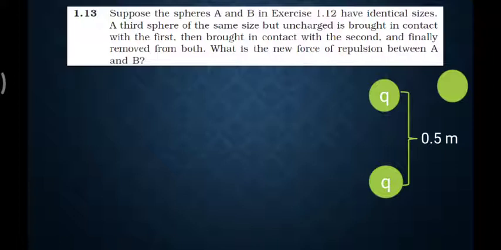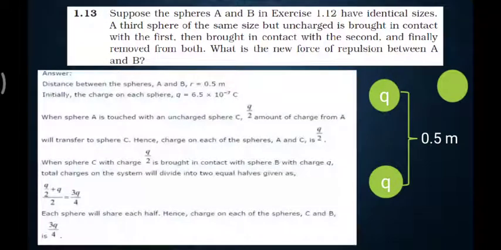Now after this, the third one comes into contact with the second. How much charge does it have? Q charge. And what is the charge on the third sphere? It already has Q by 2, which it got from the A sphere. Now what is the total? Because both come into contact and nullify each other, they transfer half of the charge. The charge transfer happens from the high side to the low side. That is what is basically given. Now this is what I explained.